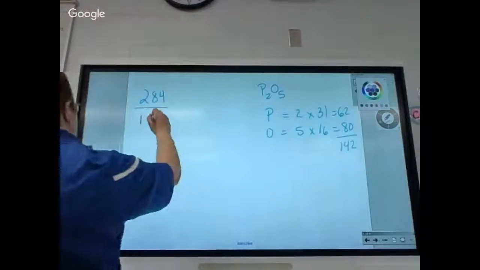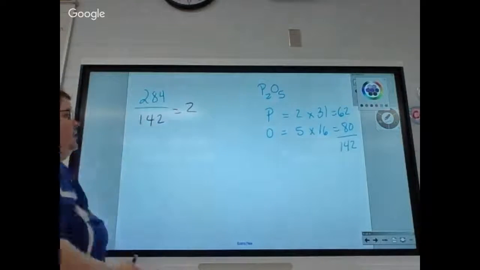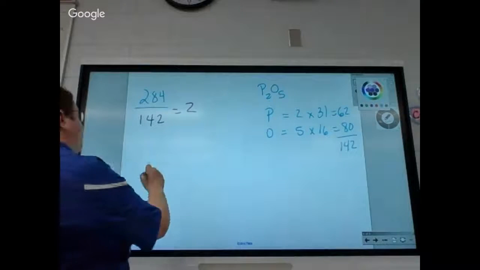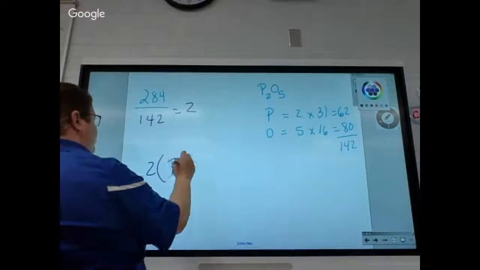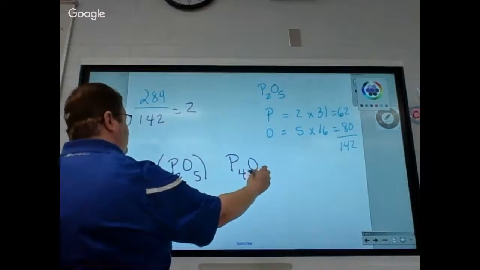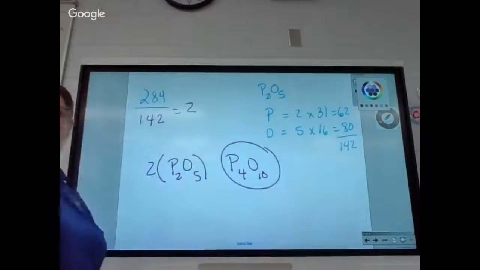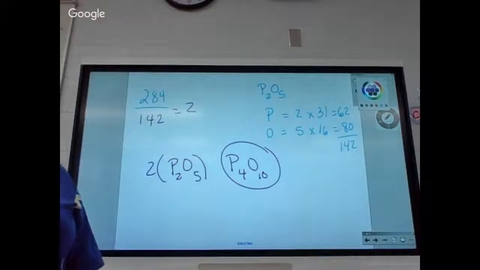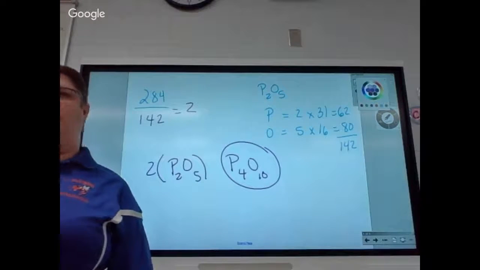And so when I divide here, I get 2. So what do I do with that 2 once I get it? You're going to get P4O10, which is the answer. Okay? Anybody else? Question? Yes, sir.